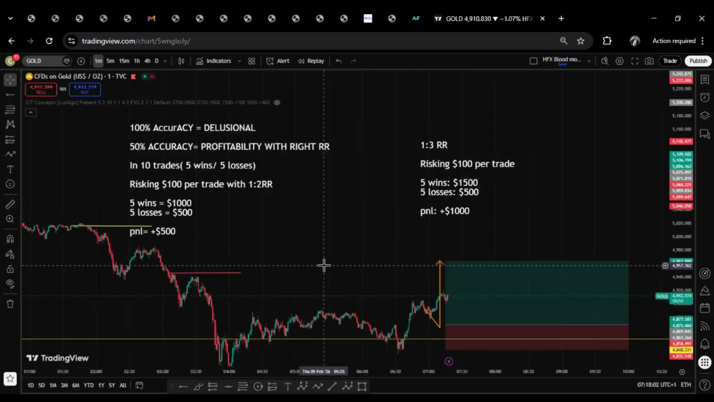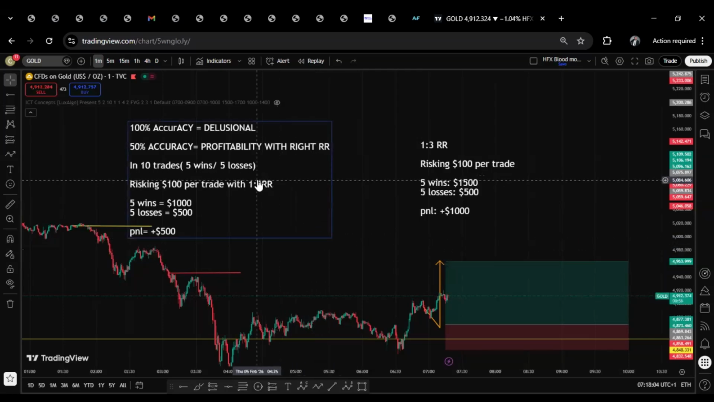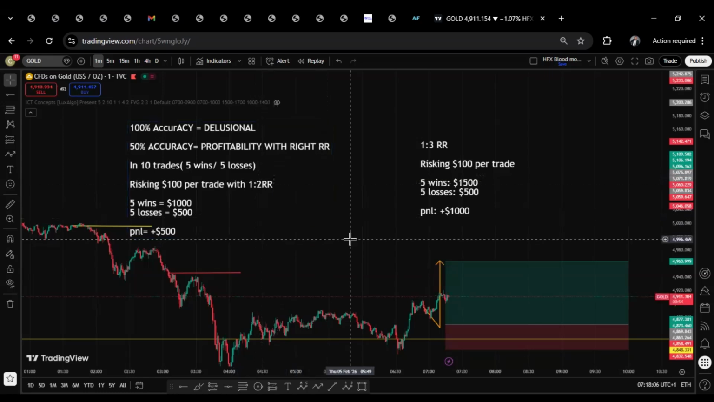Me personally, I do 1:2 RR. That's what serves me. And with that, I know I always get what I want, basically. Do my analysis, get that. If it hits stop loss, fine. I look for another setup. If I'm not seeing any setup for the day, I head to the next day.